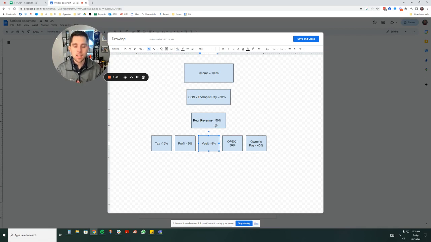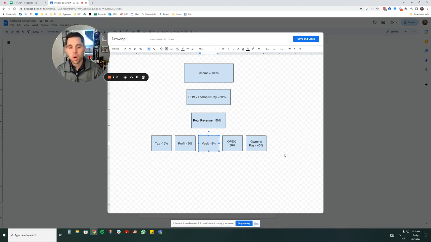You're going to send every month, Profit First would say twice a month, on the 10th and the 25th of the month, your revenue based off of these percentages. So if you have $100,000 in your real revenue account, you would multiply $100,000 by each of these percentages. So we'd send $15,000 to tax, $5,000 to profit, $5,000 to vault, 30% to operating, and 45,000 to owner's pay.